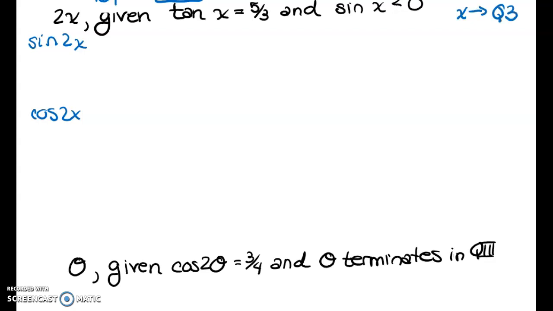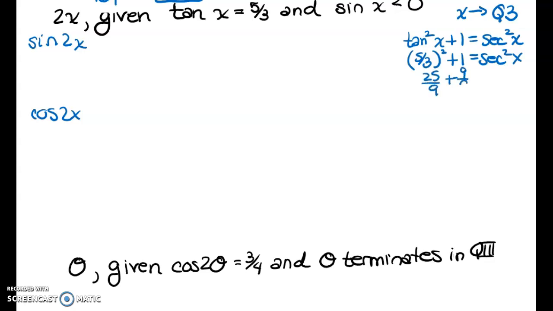My double angle identities require sine and cosine, so I'm going to find sine and cosine by using my Pythagorean identities for just the regular angle. I know that tan squared of x plus 1 equals secant squared x. So 5/3 squared plus 1 is secant squared. 25/9 plus 9/9 is secant squared x. 34/9 equals secant squared x.